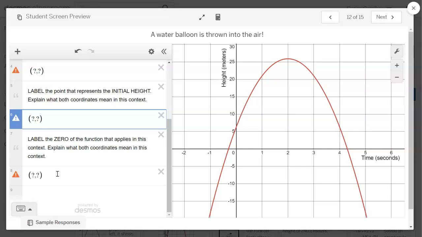But if they haven't, they might accidentally label the wrong one. So talk about that if you need to. I've got some sample responses for this screen, so be sure to check there if you need them.